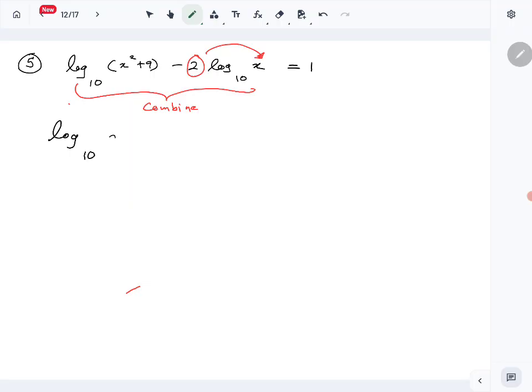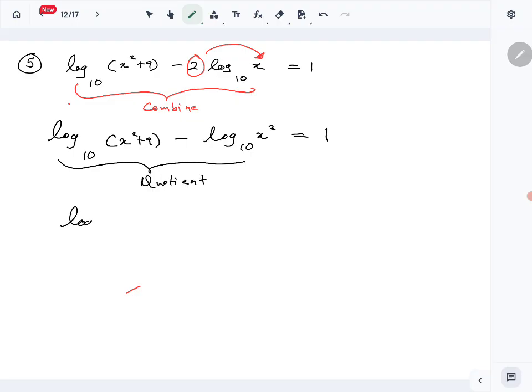So log 10 of x squared plus 9, minus sign you can keep outside, just move the number 2. So log 10 x squared equals 1. Now we can use which law? A difference can be written as what? A quotient. So this can be written as log base 10 of x squared plus 9 over x squared is equal to 1.